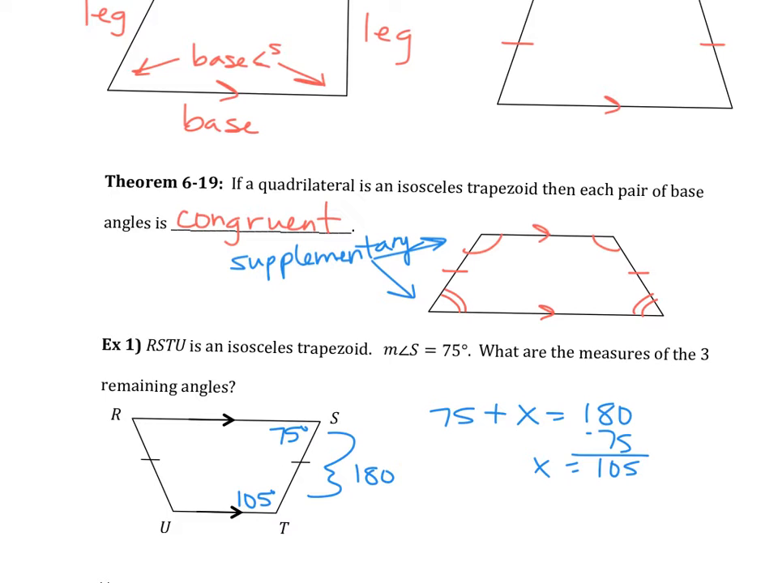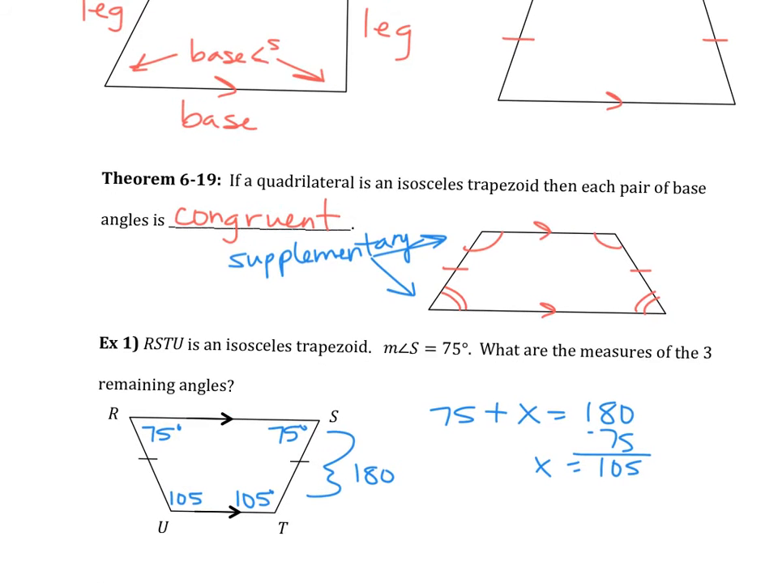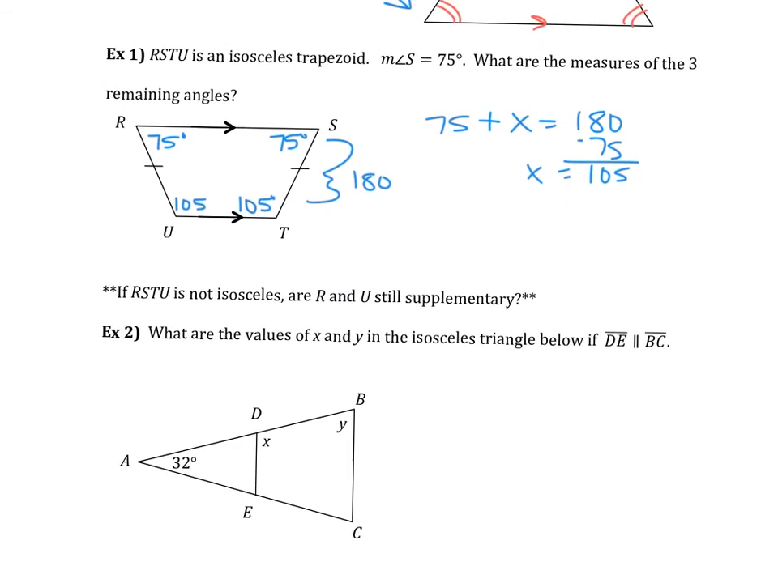Okay? What's U? 105. Those are base angles, right? And it's isosceles, so base angles are always going to be the same in an isosceles. What's angle R? 75. Okay, so in an isosceles trapezoid, you're only going to have two different measures, all right? Any questions on that? All right. Moving on.